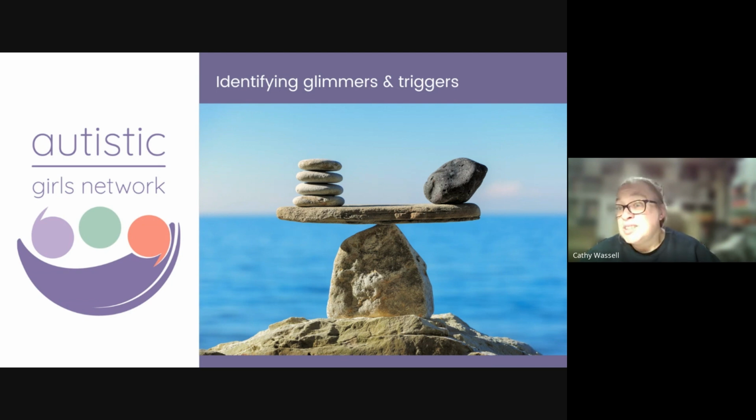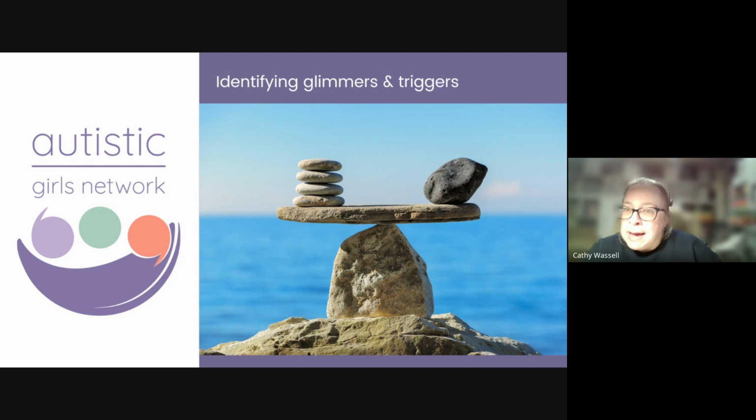You might like Thomas the Tank Engine, and you might have favorite trains, and seeing a picture of that favorite train might be a glimmer for you. You might like Taylor Swift, and a particular song by Taylor Swift is like your favorite thing and will immediately cheer you up if you hear it. What can be good to do is identify some of those glimmers, more than one, and certainly a few that are possible at school. And you can have them in your bag. They could be part of a sensory toolkit.